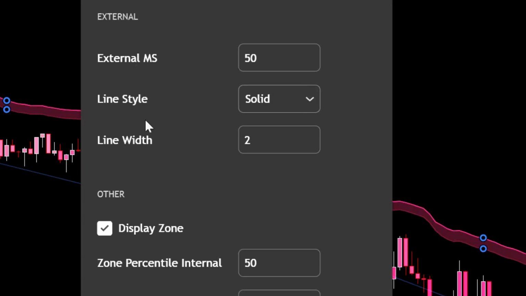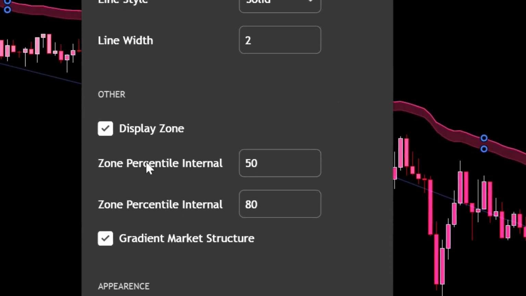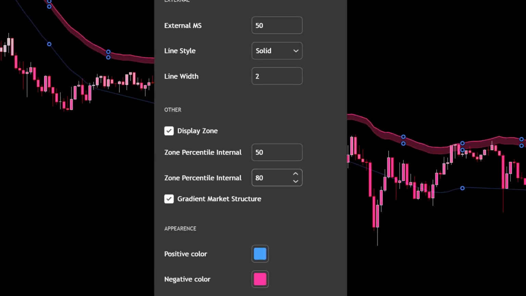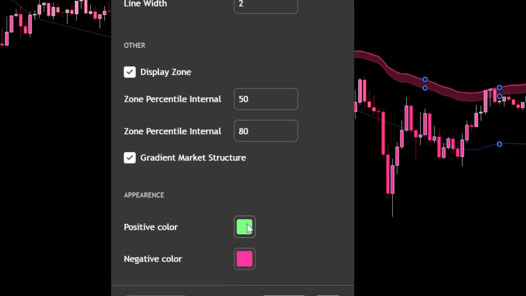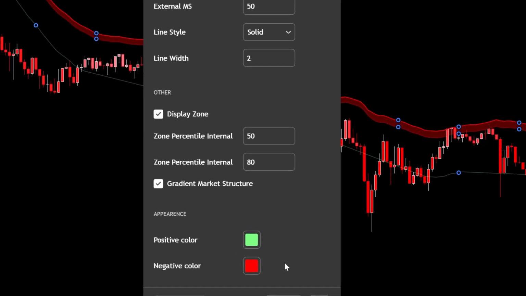And hey, let's make it look good, right? You can change the colors to whatever you like. I'm going with green for positive color, for those bullish moves, and red for negative, for when things get a little bearish. Make it your own, customize it, and make it fit your style.